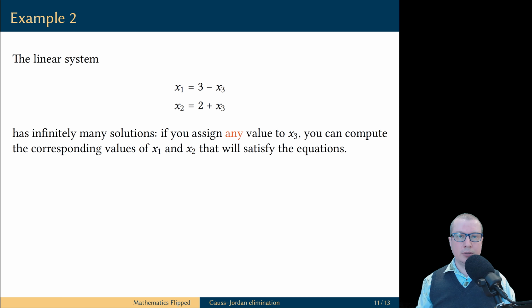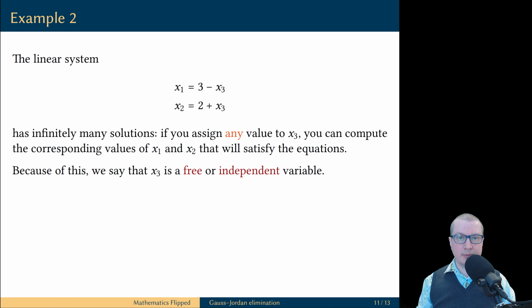Now you should be able to see that this linear system has infinitely many solutions, because you can assign any value to the variable x3 and compute values of x1 and x2 that will ensure that all equations in the linear system are satisfied. Because we are free to assign any value to the variable x3 and still get a solution to the linear system, we call such a variable a free or independent variable.